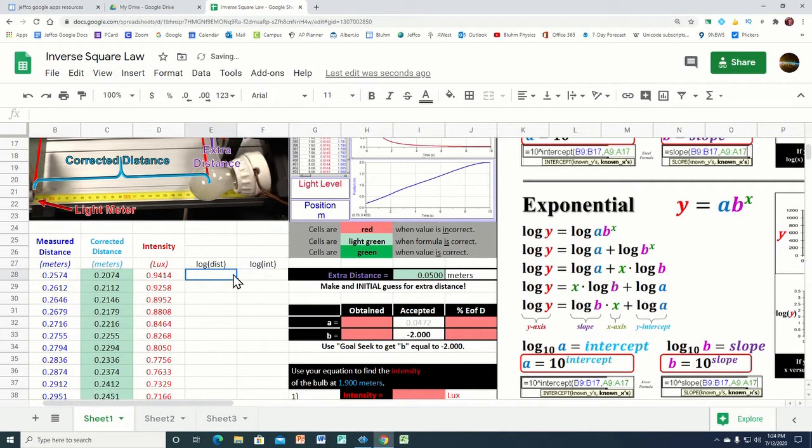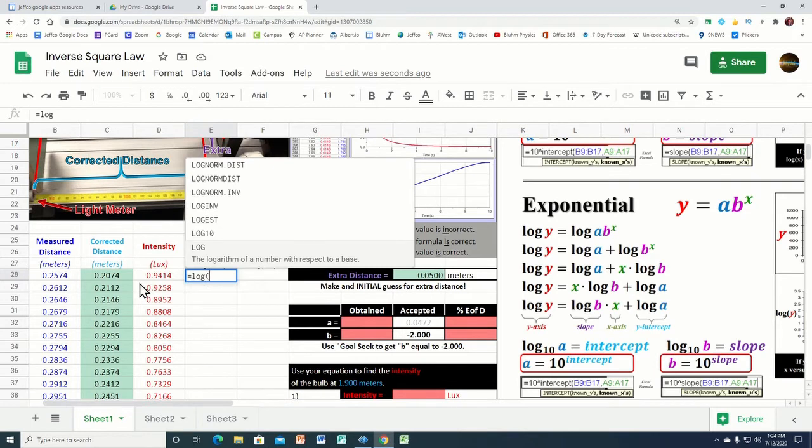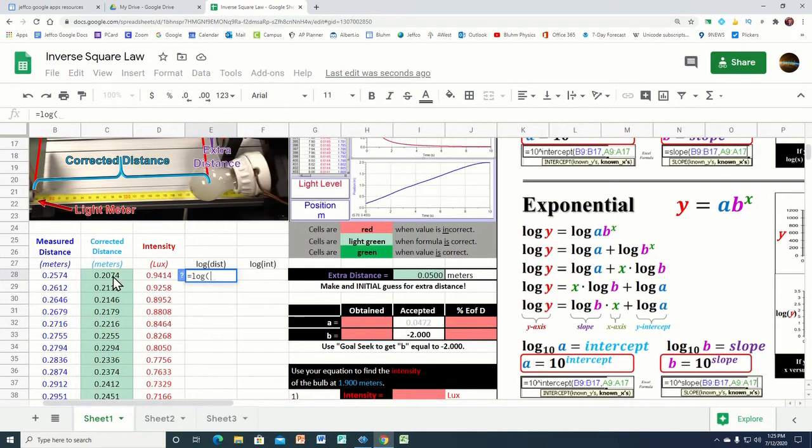All right. So I'm going to take the log of each one of these numbers. I say equals log open parentheses, and I want to use my corrected distance. Okay. So this number here is the log of that number there. If I take 10 raised to that number, it will equal that number. Copy that formula to the right. Now this is the log of this one, and this is a dark green because that number is correct. That number is not going to change. This number is going to change as we guess at the different extra distances we should have done.